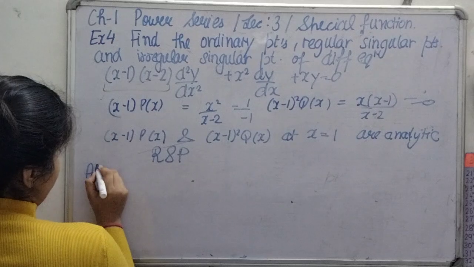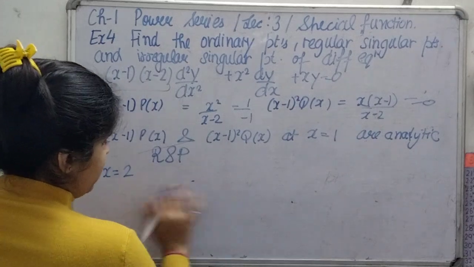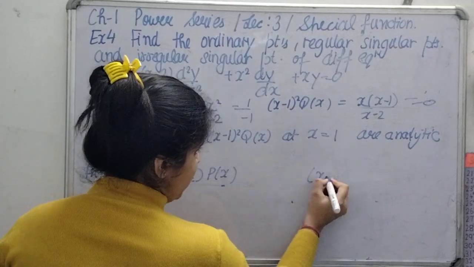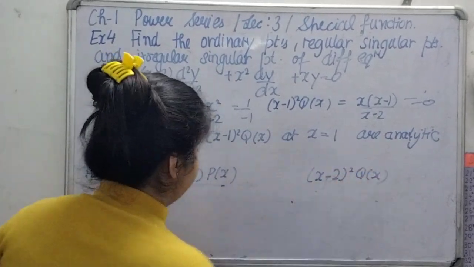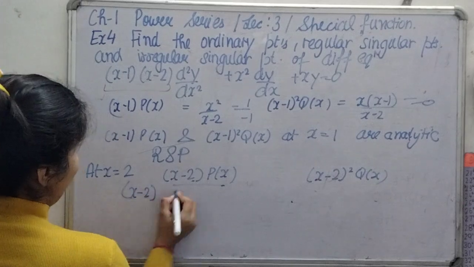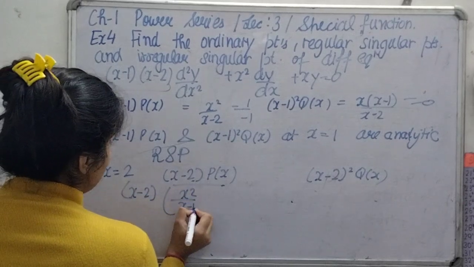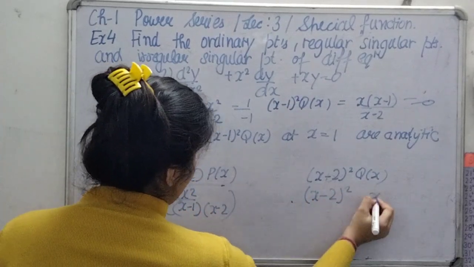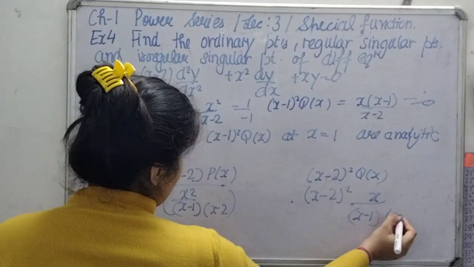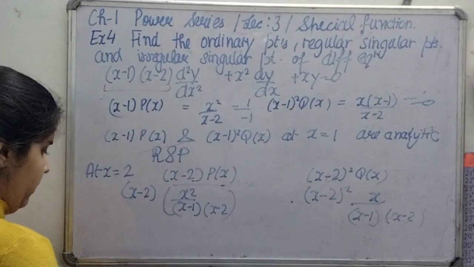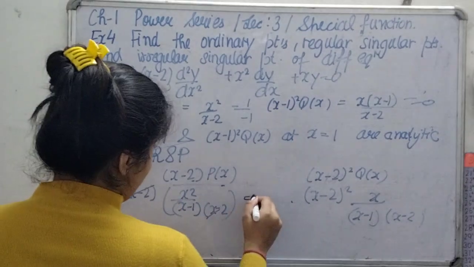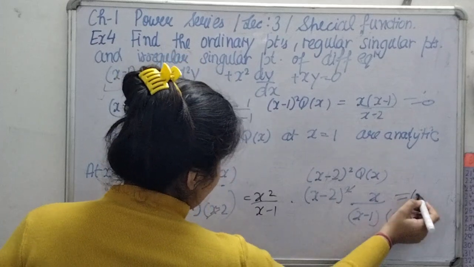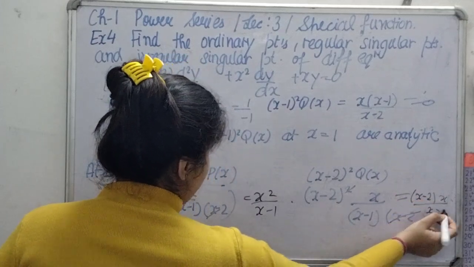Now let us check at x is equal to 2. So at x is equal to 2 हमारे पास फॉर्मूला क्या रहेगा x minus 2 into px. फर्स्ट ही चेक करना होगा, नेक्स्ट हम चेक करना होगा x minus 2 square into qx. Now x minus 2 into px की वैल्यू हमारे पास थी x square upon x minus 1 into x minus 2. x minus 2 का स्क्वायर qx की वैल्यू थी x upon x minus 1 into x minus 2. So here we have x minus 2 से x minus 2 cancel. It comes x square upon x minus 1. यहाँ पे एक x minus 2 से एक x minus 2 cancel. It comes x minus 2 cross x upon x minus 1.